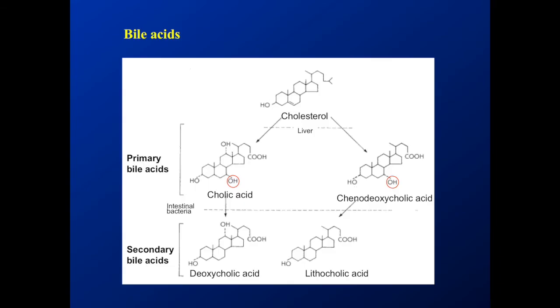This is how the cholesterol is changed into cholic acid, and chenodeoxycholic acid is hydroxylated in this position, and these are the primary bile acids, and then intestinal bacteria will then dehydroxylate these and create the secondary bile acids.